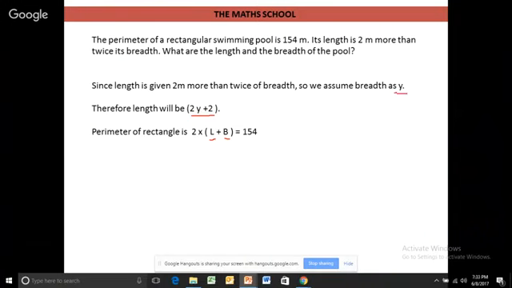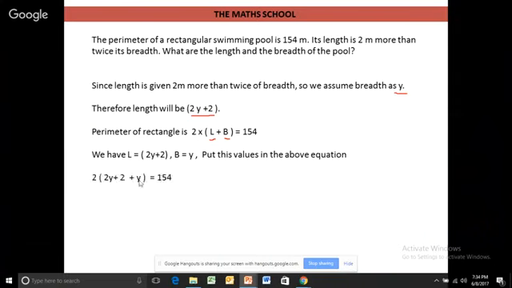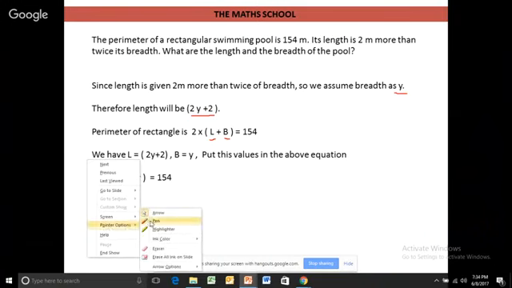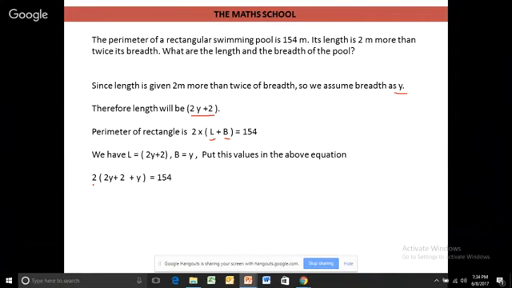So this will become 2 into (2y plus 2 plus y) is equal to 154. Length is 2y plus 2, breadth is y. If we put these values in this equation, it is 2 into (2y plus 2 plus y) is equal to 154. A simple method to solve this question is, you shift this 2 to the right hand side. If it goes to right hand side, obviously it will go in the denominator. So it will become, and you add 2y plus y, 3y plus 2 is equal to 154 divided by 2.